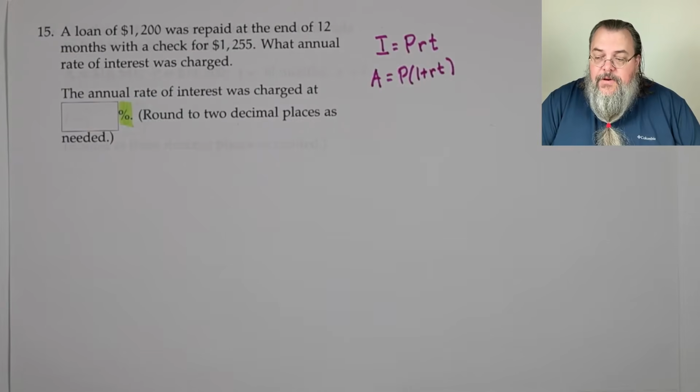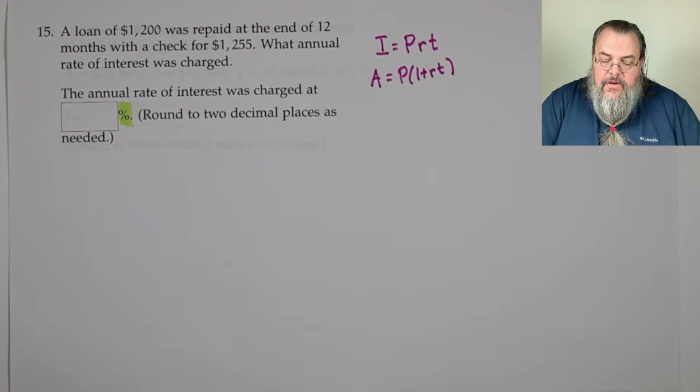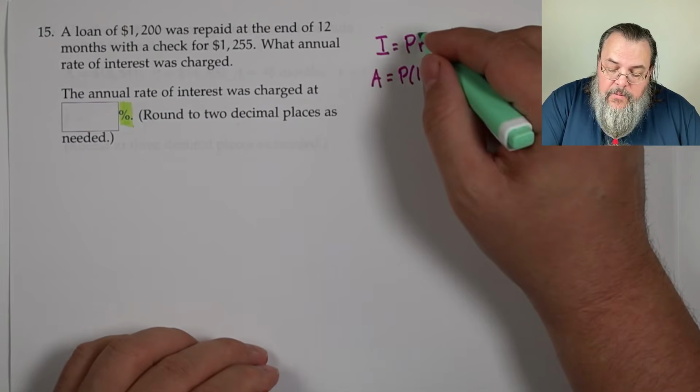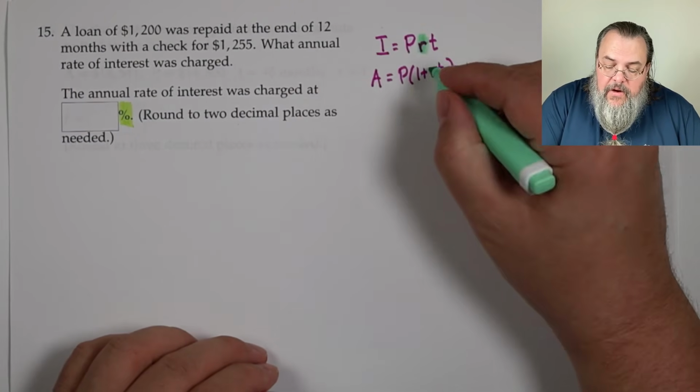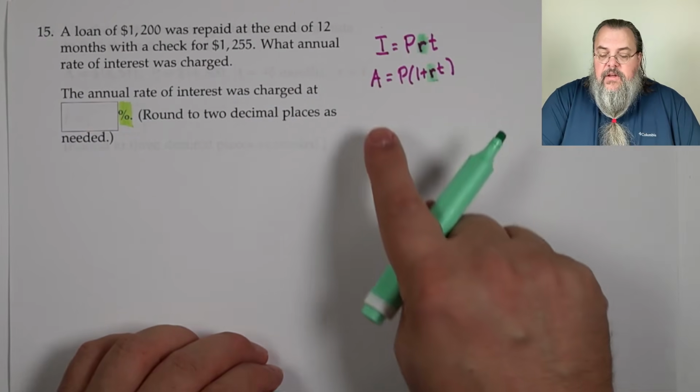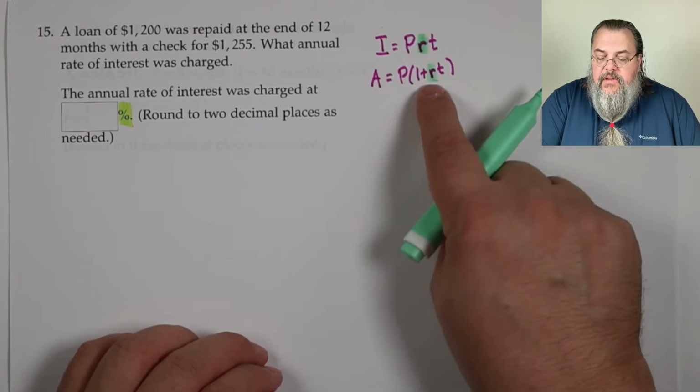And what are we solving for? We are solving for R. And so we say, okay, great. Now these equations are equivalent. It just basically says the amount you owe is the principal plus the interest.